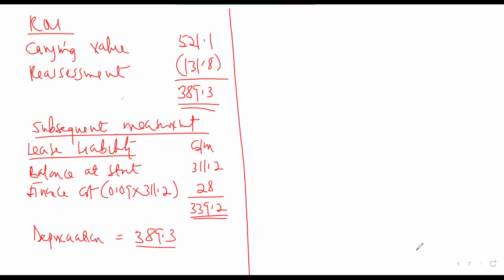Divided by how many years? 6 years. Thank you. We have used the asset for only 1 year. But we are paying the lease at the beginning of the year, while the asset will be used from the beginning of the year to the end of the year. So we have used the asset for only 1 year.